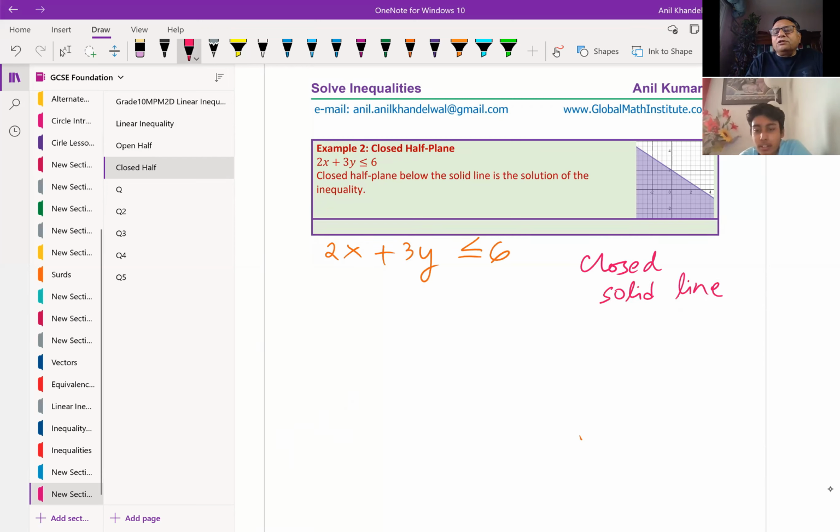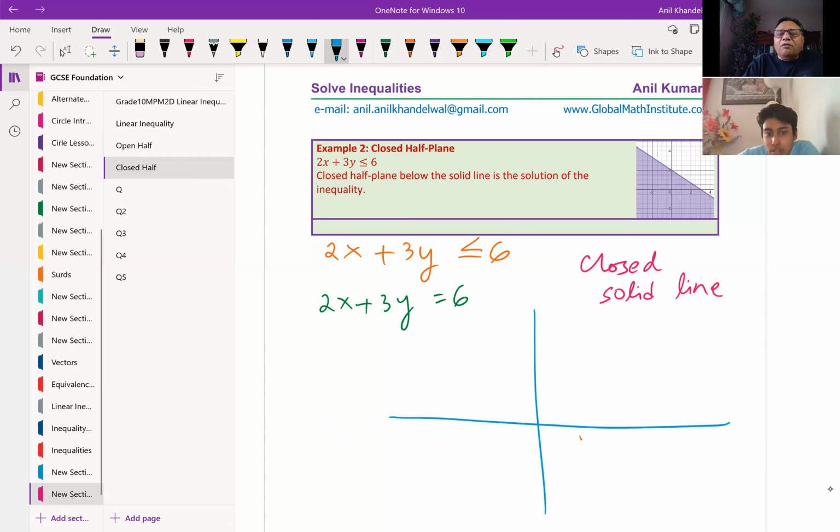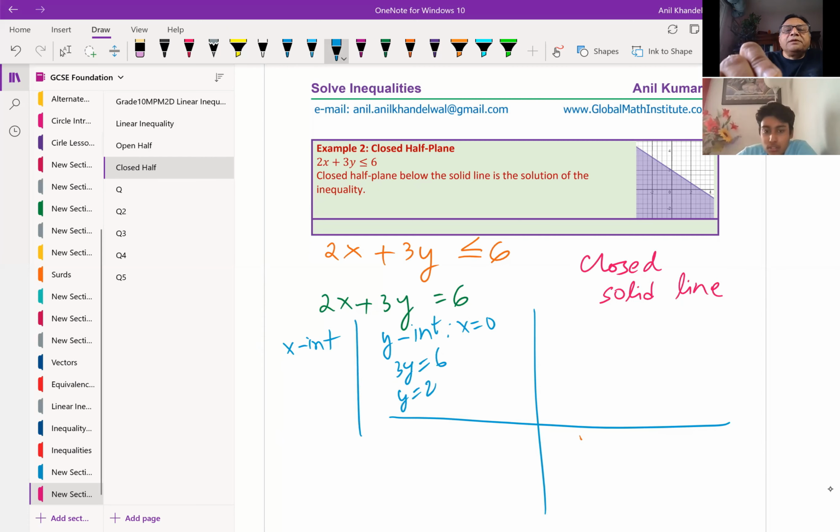Okay, sir. So let's draw the solid line first. So we'll draw 2x plus 3y equals 6. How will you draw this line? Tell me. I would solve for the y-intercept. So x would be 0, then 3y equals 6. So 2 would be the answer, sir. So the y-intercept will be 2. Yeah, you're right. You put x equals 0, and in that case we get 3y equals 6 and y is equal to 2. Correct. So you got the y-intercept, and let's say the y-intercept 2 is this point.